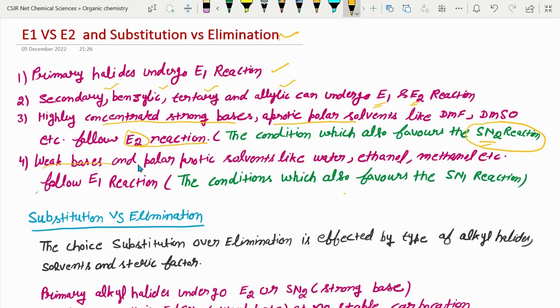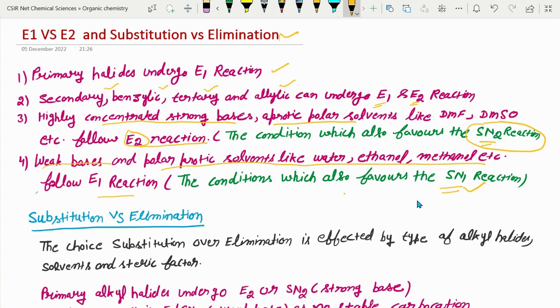When you are using weak bases and polar protic solvents like water, ethanol, and methanol, etc., they favor E1 elimination reactions. In a similar way, this condition is also suitable for SN1 reactions. So when you are using this type of condition, there is also a possibility of formation of the elimination product as well as the addition product. In this case, elimination will be by the E1 reaction, and the addition product will be formed by the SN1 reaction mechanism.